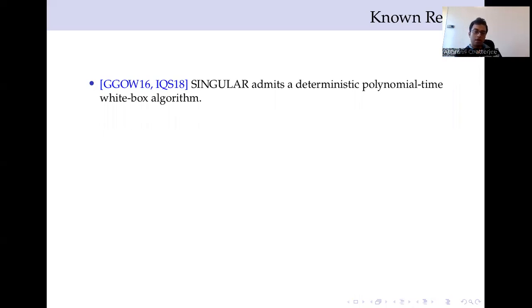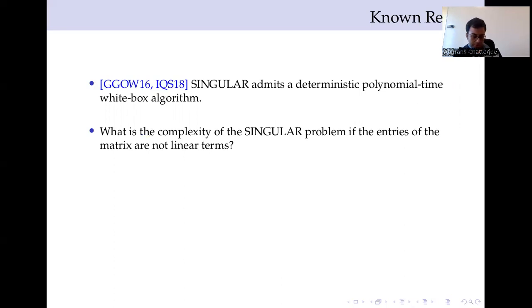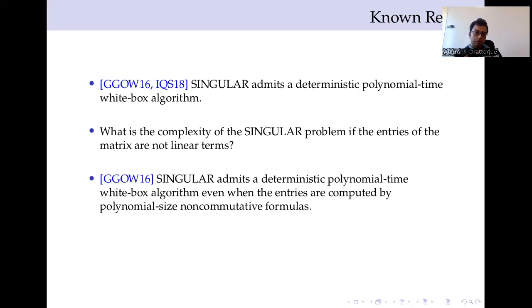Now suppose we want to study singularity in a more general setting where we also allow some non-linear entries in the matrices, some polynomial entries. Then what is known? In the same paper, Garg, Gurvits, Oliveira and Wigderson showed that it admits a deterministic polynomial time algorithm even when the entries are computed by small non-commutative formulas.